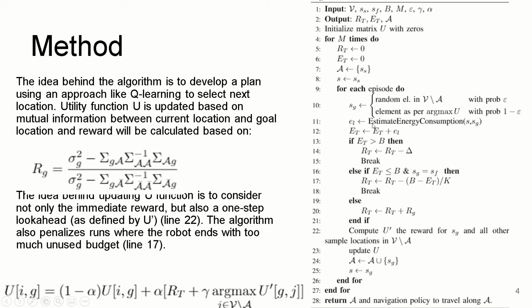So in each iteration, we will check the robot's consumed energy against the budget, and if it runs out of energy, we will assign a big penalty to it. And if it is less than the budget and visited the final location, we assign a big reward to the robot. So in that case, the robot iteration by iteration will find out what are the best locations to visit.